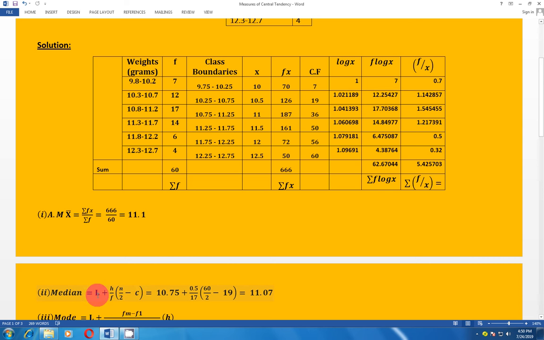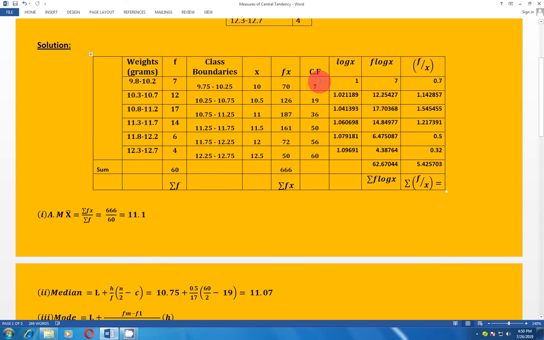So in the calculation of the median, first of all we will have to select the median class. And how can we select the median class? Simply we divide n by 2. What is n? n is equal to the sum of f. So 60 divided by 2 will be equal to 30. And we locate this 30 in the cumulative frequency.